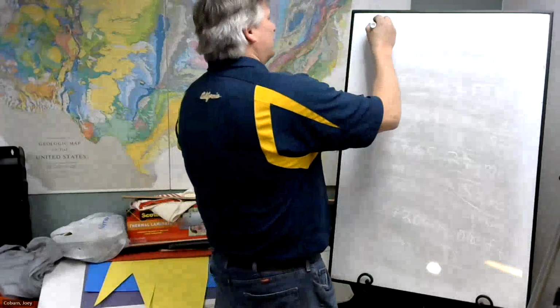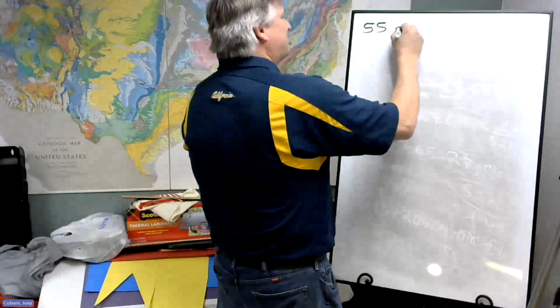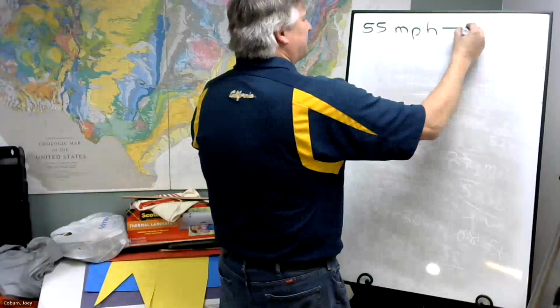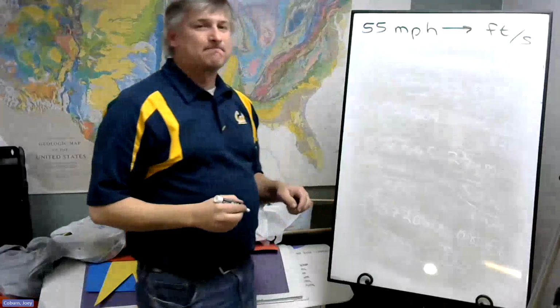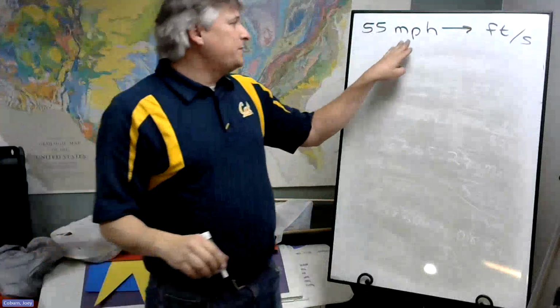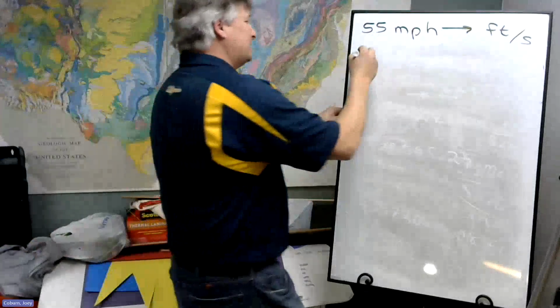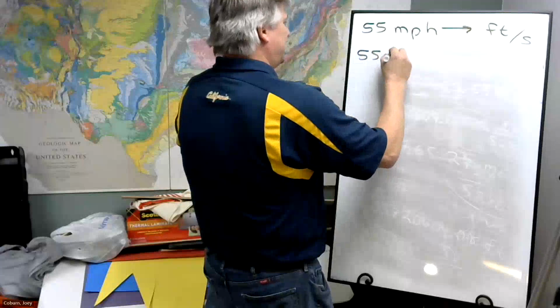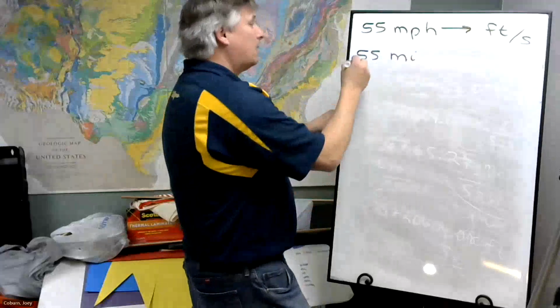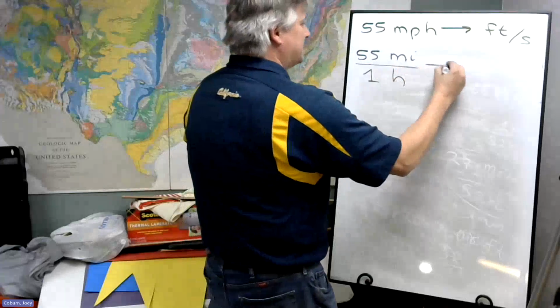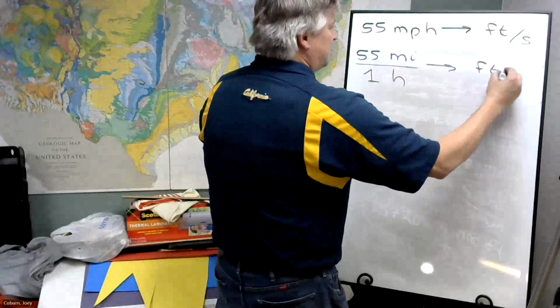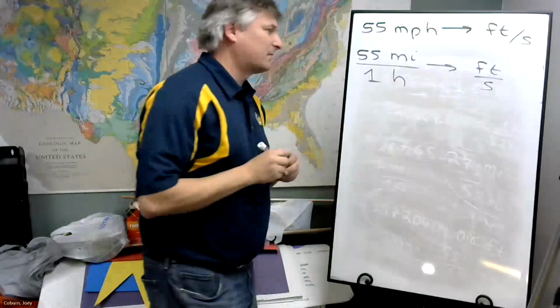So the next problem I want to consider is something like this. Let's convert 55 miles per hour to feet per second. Now, first off, when you're given something like this, what it really is saying is 55 miles per 1 hour. We want to send this to feet over seconds.